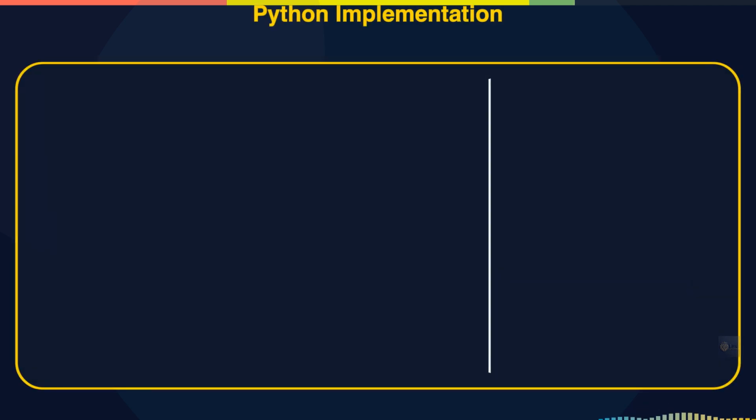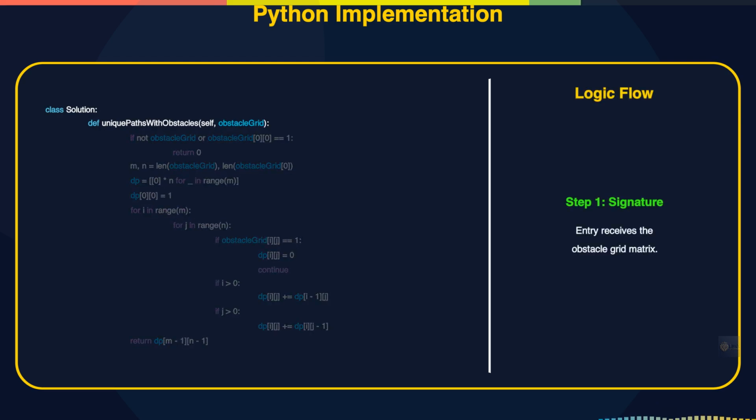Pivot to Python implementation. Define unique paths with obstacles on obstacle grid. Guard blocked start. Read row and column counts. Build DP table of zeros and seed the origin. Nested loops walk every cell. On obstacle, set 0 and continue. Otherwise add contributions from above and left. Return the bottom right DP value.